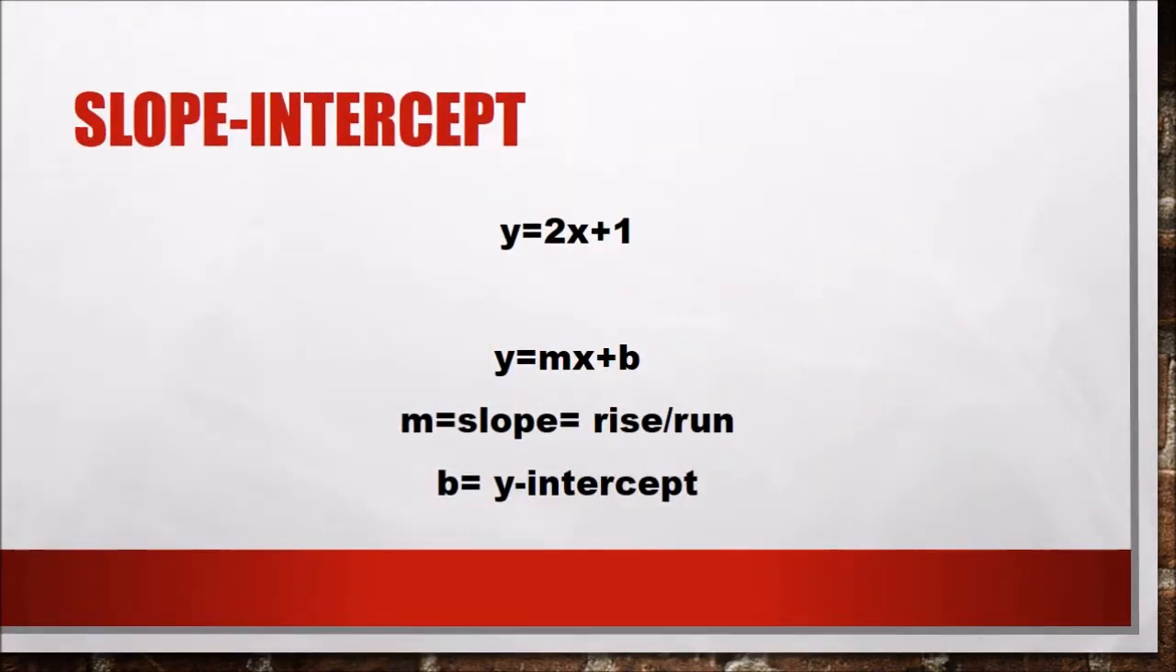But what if I told you there was a simpler way that we could have graphed that? Well, the equation y equals 2x plus 1 is in a form we call the slope-intercept equation, where the standard equation is y equals mx plus b, where m is our slope and b is our y-intercept. Right now, that just sounds like a whole bunch of talk to you, so I'd rather show you instead.